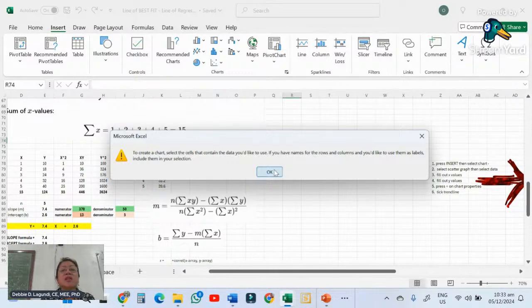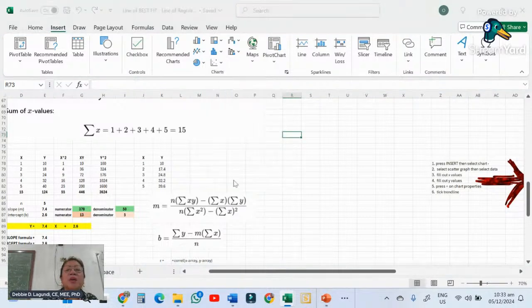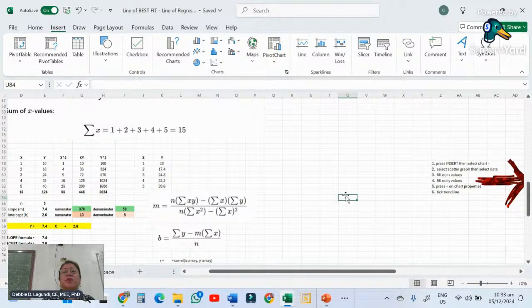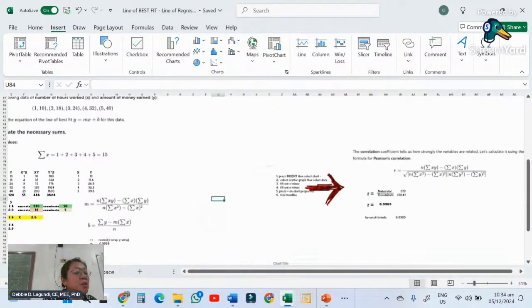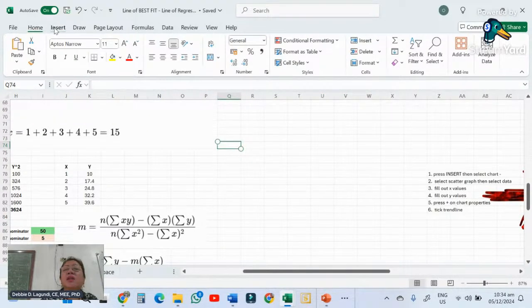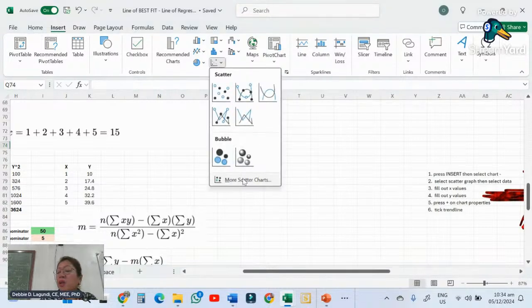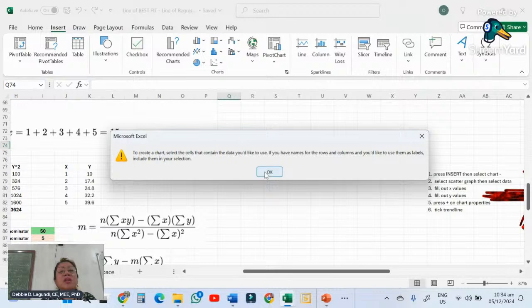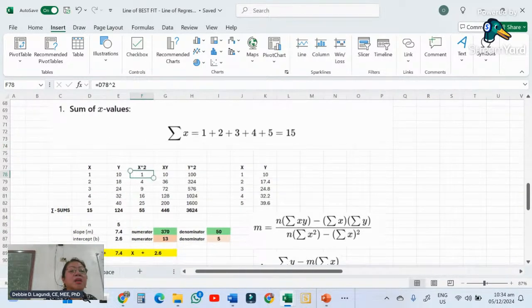To create a chart, select the cells. Oh, dear me. Okay, again, insert graph. I hope it will work now. Oh, it's not working again. What's happening? Okay. Anyway, that is the procedure. But I want to make this one perfect for you guys. So insert, yeah. I will click the chart here. Why is it not working? To create a chart, select the cells that contain the data you'd like to use. That's what the computer is saying.